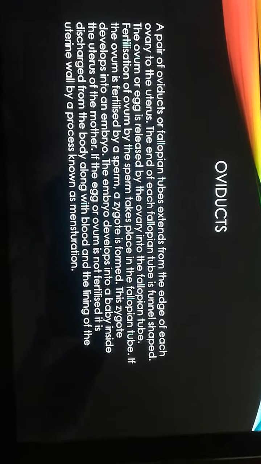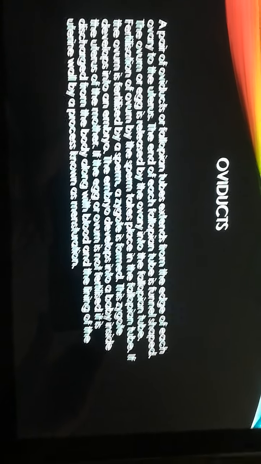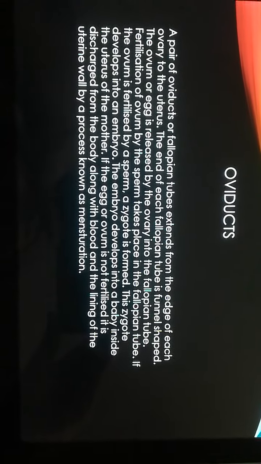The embryo develops into a baby inside the uterus of the mother. If the egg or ovum is not fertilized, it is discharged from the body along with blood and the lining of the uterine wall by a process known as menstruation.